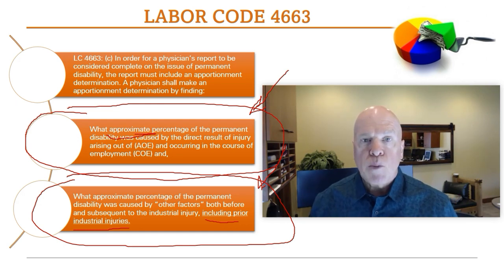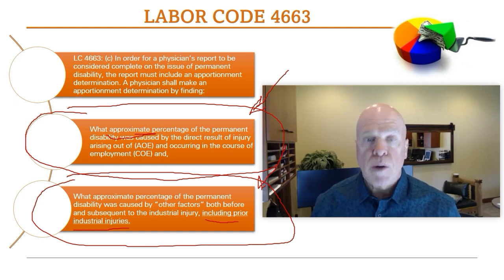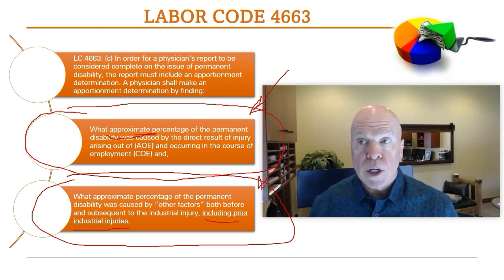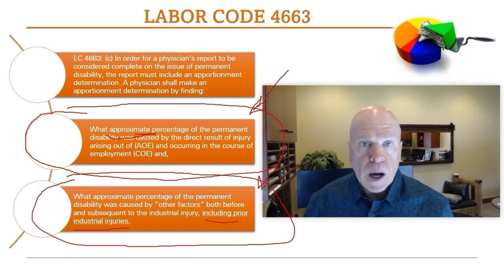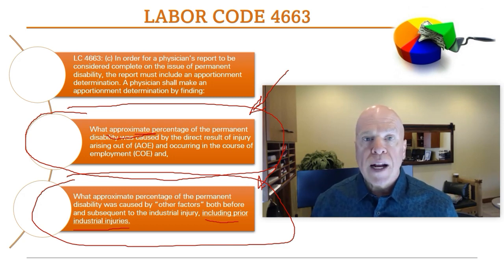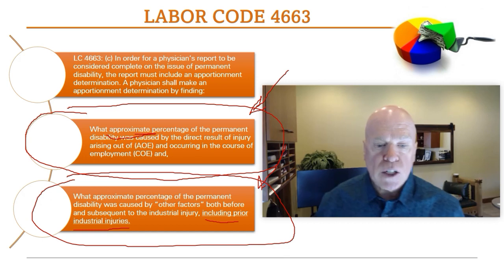Now, it's important that in providing approximate percentages, you use exact numbers for your percentages, meaning back in the day, I used to provide a range of percentages because the wording is approximate. So I used to say things like, in my opinion, approximately 60 to 70% is due to the industrial injury and approximately 30 to 40% is due to other factors. And I used to provide a range of percentage values. But in providing our approximate percentages, we are required to provide exact numbers, even though those exact numbers are approximations.